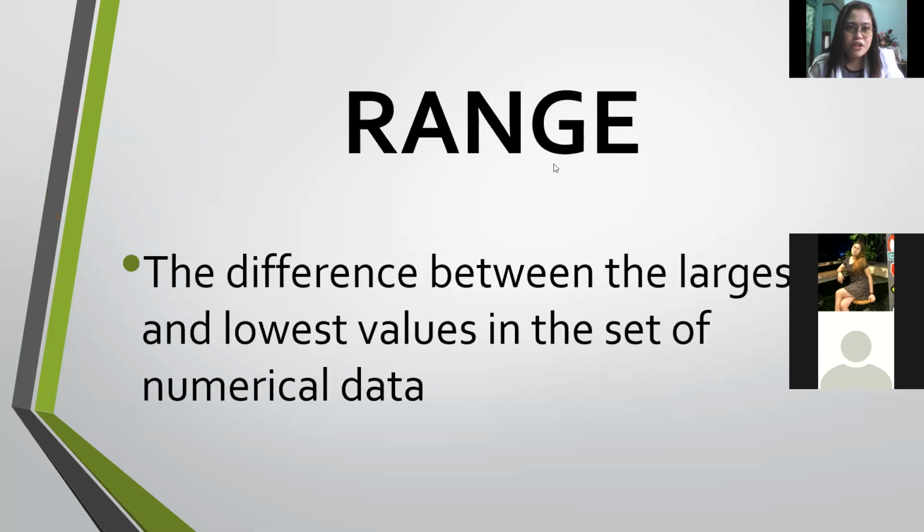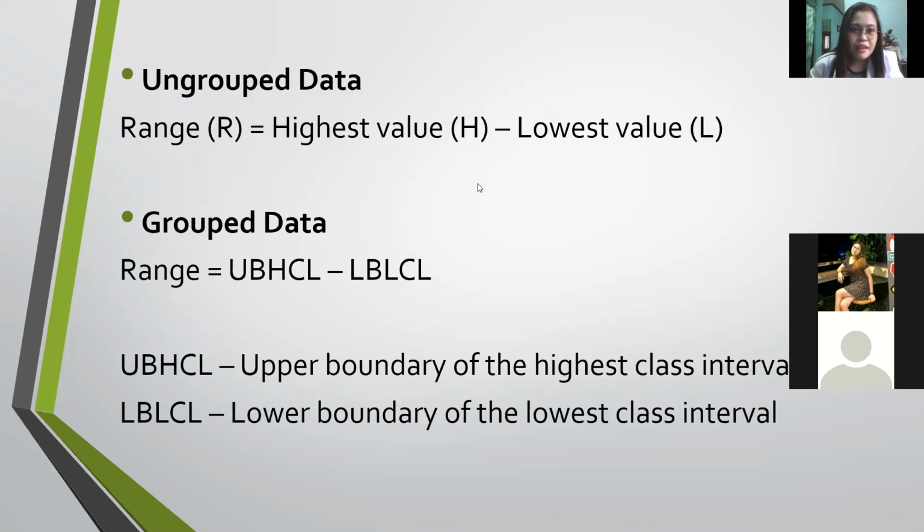So the first measure of variation is called the range. It is not difficult to compute, because this is just the difference between the largest value and the lowest value. For ungrouped data, we simply follow this formula: Range is equal to the highest value minus the lowest value.